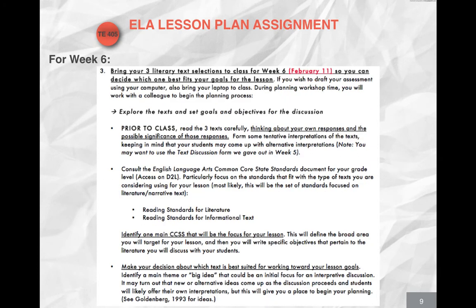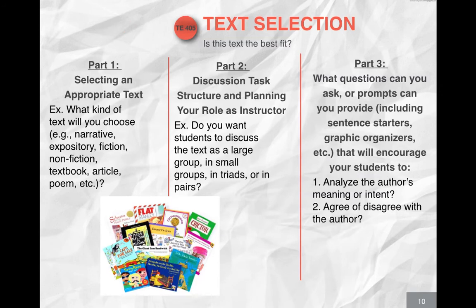In week 6, we're going to be asking you to bring in 3 literary text selections. We're flexible with this. If you want to use a whole book, a portion of a book, a short story, or a piece of poetry, you can bring in 3 different things. But we're going to ask you to bring those to class, having consulted the Common Core standards, and workshopping these with a peer to really find a text that is best suited for whatever you're choosing as your lesson goal. And we would ask that your lesson goal identify 1 reading strategy that you can help your students to develop.